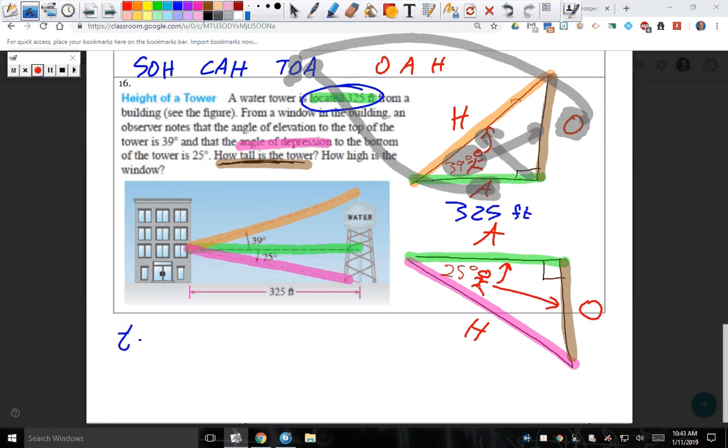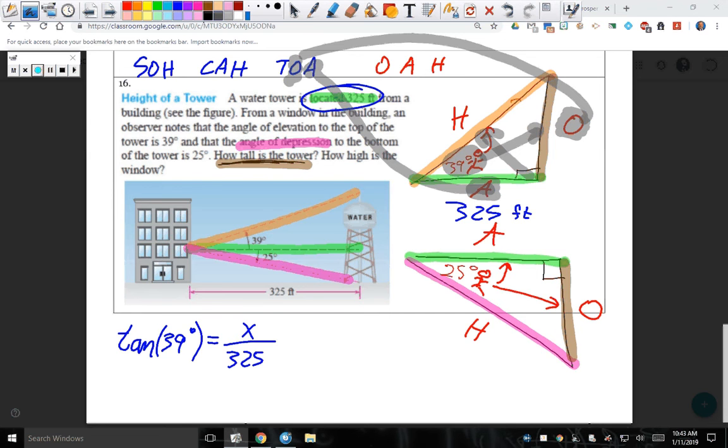It'll be the tangent of 39 degrees is equal to the side ratio of opposite, which I'm going to call x because we don't know it. You can put O there if you want, over 325. Questions?